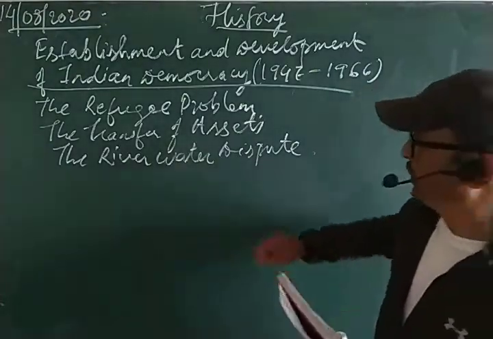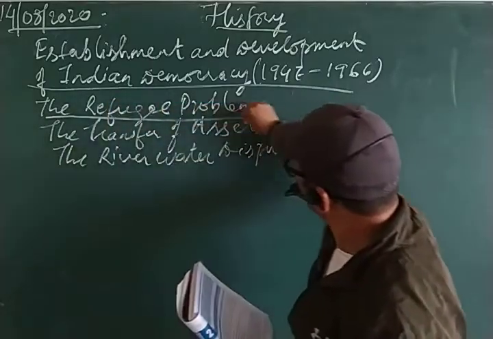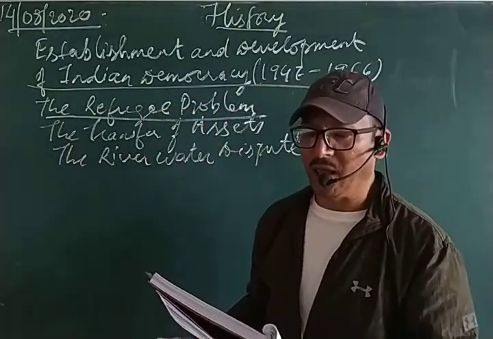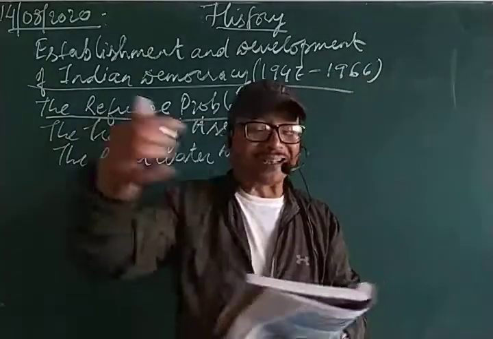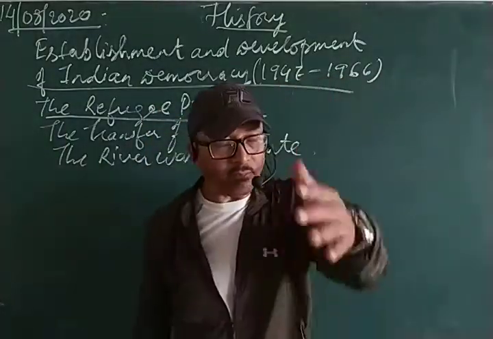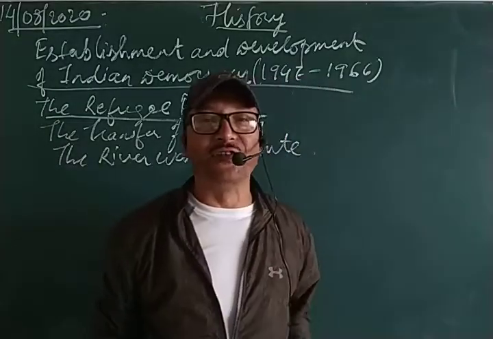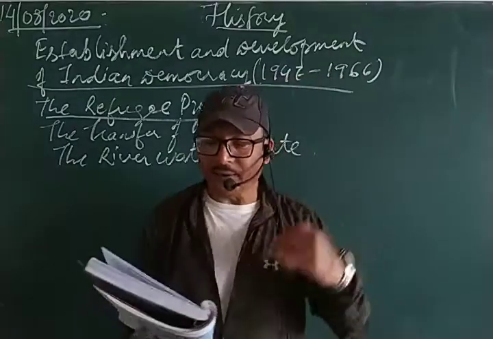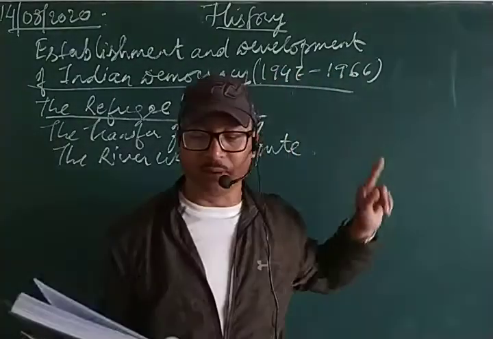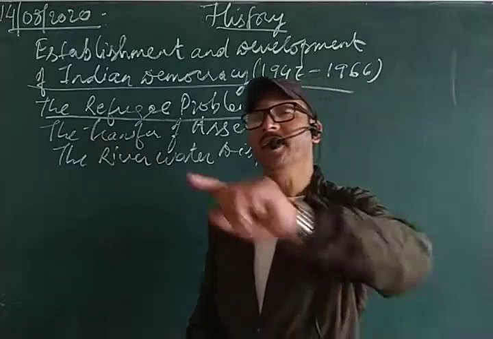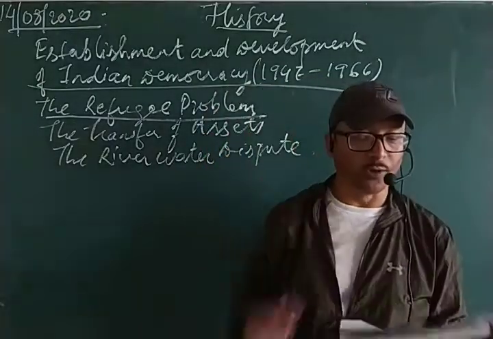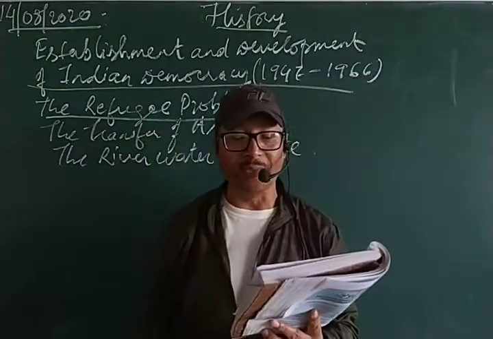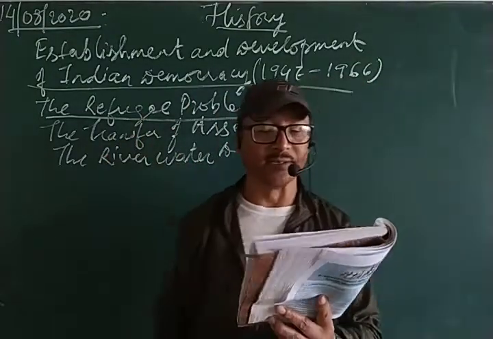First and foremost, we'll have a look at the refugee problem. What do you mean by refugee, and what type of problem were they facing? In the year 1947, India became independent. Now India is ready to be ruled by the Indian people, that too with their elected representatives, point to be noted.